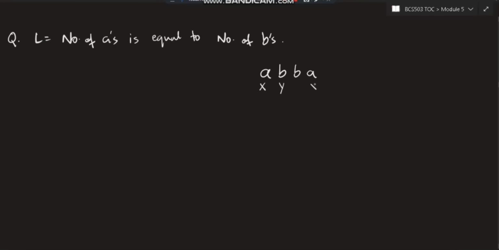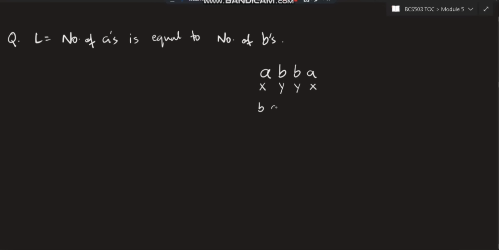When I find another A, I'll mark it as X, and I will come back here and search whether there is a B or not. There is a B here, I'll mark it as Y, and then again I will go and search for another A. There is nothing there, then I will stop. Okay, so whatever I encounter first, that one I'll take as X. If I encounter A first, A will become X.